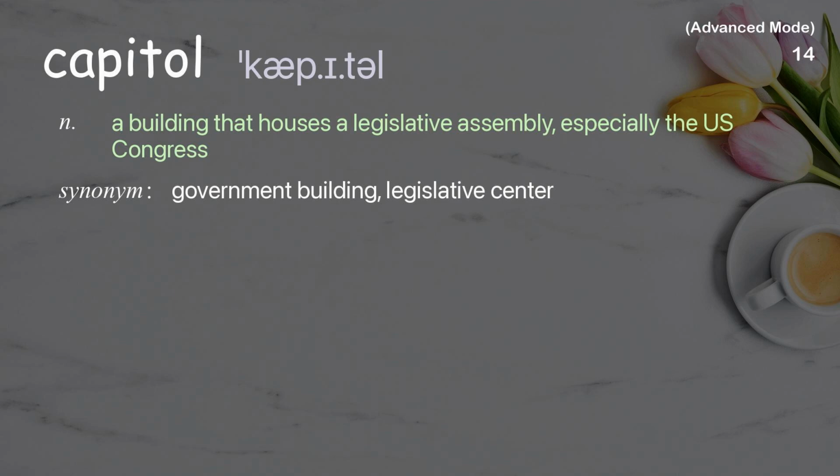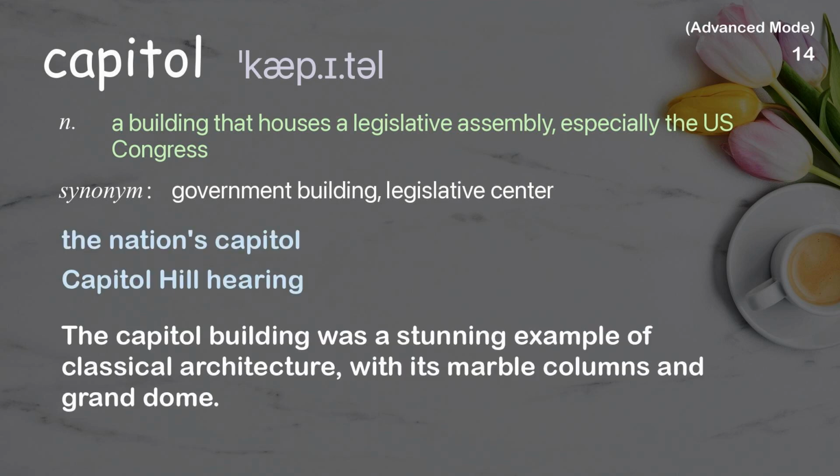Capitol. A building that houses a legislative assembly, especially the U.S. Congress. Examples: The nation's capital. Capitol Hill hearing. The Capitol building was a stunning example of classical architecture, with its marble columns and grand dome.